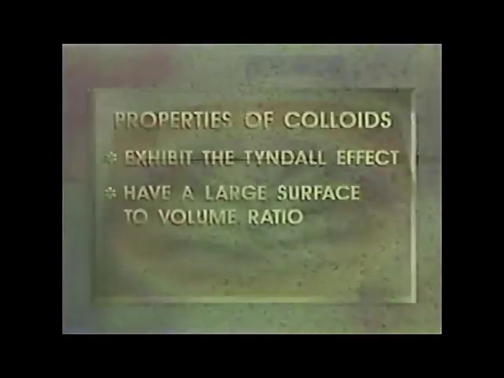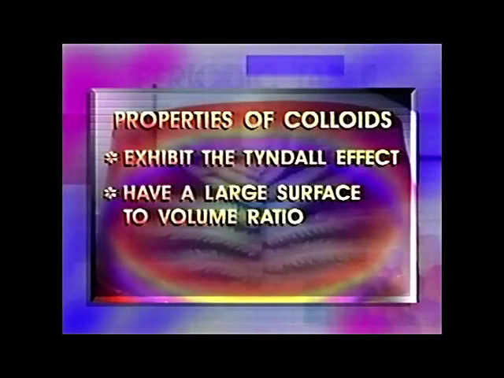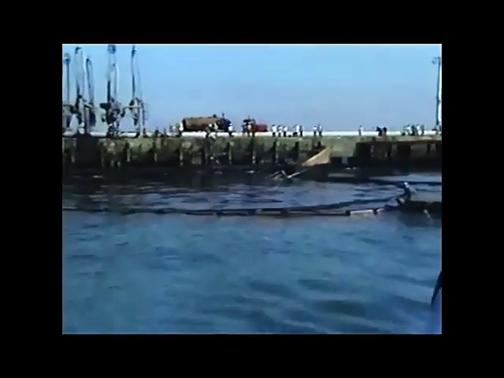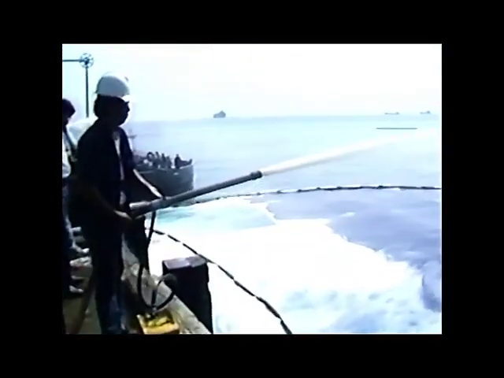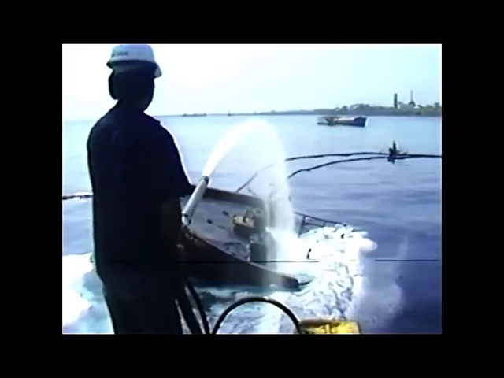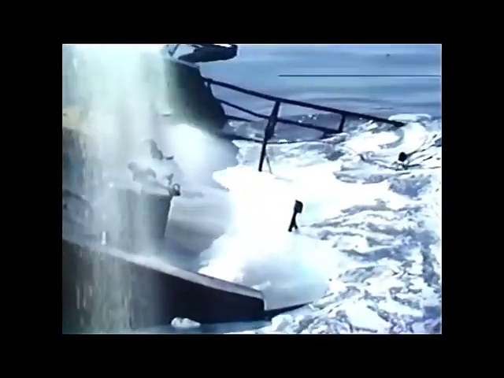Due to the fine division into particles, the colloidal state is characterized by a large surface area to volume ratio. This property makes colloids useful in cleaning up oil spills. The oily layer floating on water is dispersed or broken up into colloidal-sized particles. With a larger surface area now exposed to the sun, evaporation of the dispersed oil particles takes place more quickly.